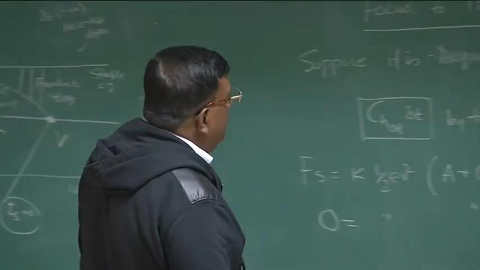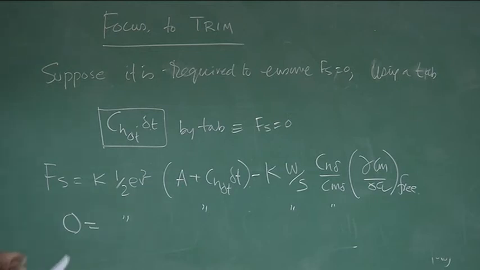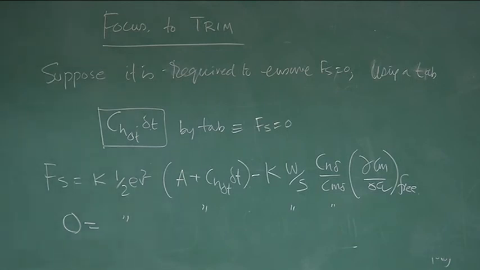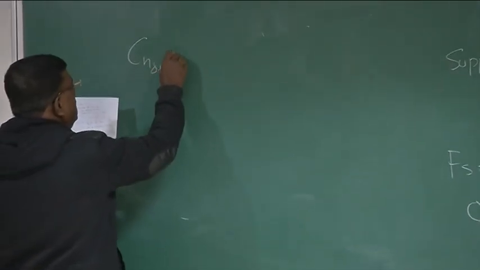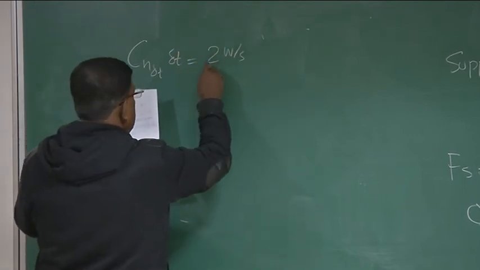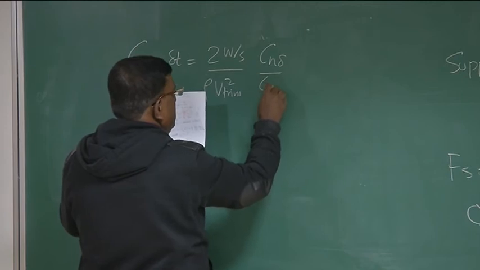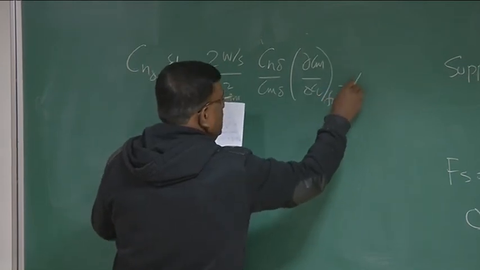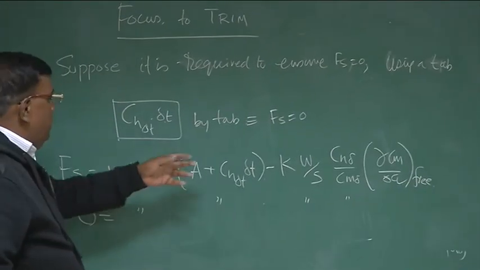So what are we looking for? We are looking for the contribution of Ch delta T into delta T, that is the contribution from the tab, so that it ensures that F is equal to 0, right? It has the trim. If I now do that, I have to put F is equal to 0 in this expression. So from this, see for yourself that we will get an expression Ch delta T into delta T equal to 2 W by S by rho V trim square Ch delta by Cm delta into dCm by dCl free minus A. Okay, you could see here this is equal to 0. So I take this here and then divide by half rho V square. All this you will get.